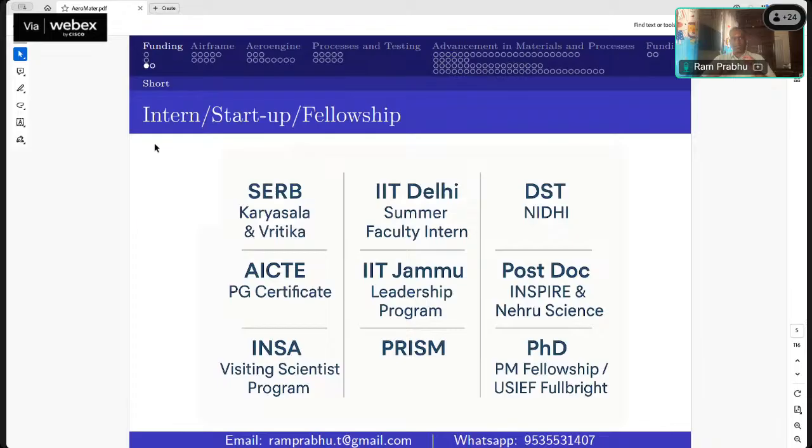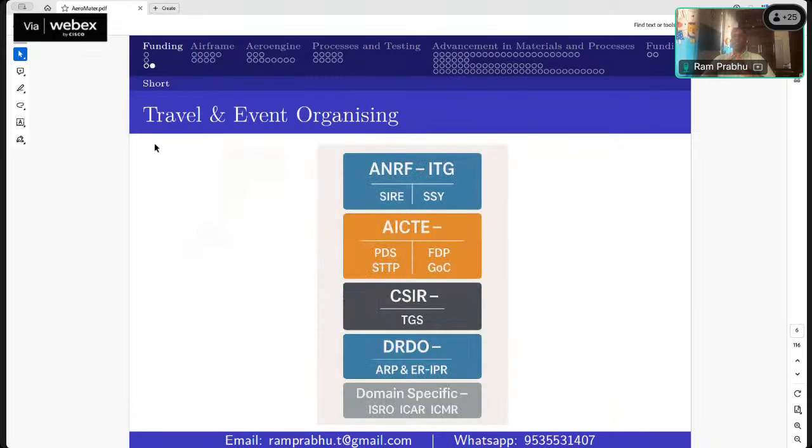And some faculty are interested, rather than in research, in becoming entrepreneurs through a startup. For them, the DST NIDHI scheme and the PRISM scheme. These 2 schemes offer you funding for startups. And there are some good postdocs and PhDs: Postdoc INSPIRE and Nehru Science for CSIR labs; for PhD, the Prime Minister Fellowship and the US-India Entrepreneurship Fund and Fulbright Fellowships. So these are some important information which I thought I would share with you.